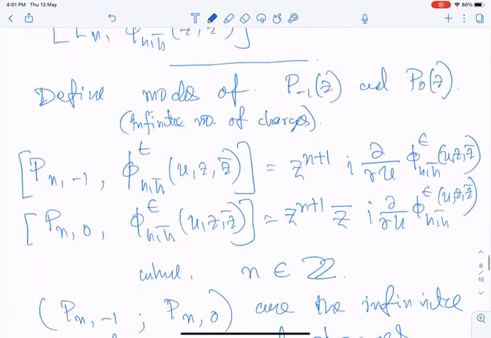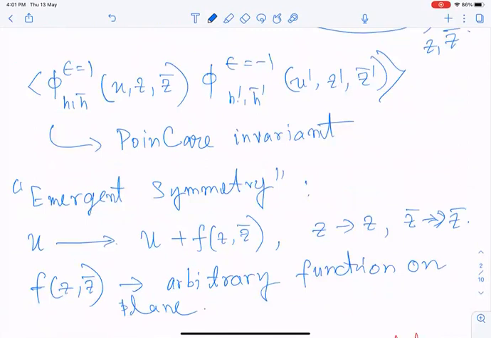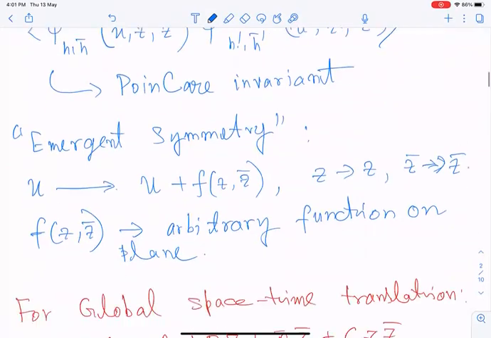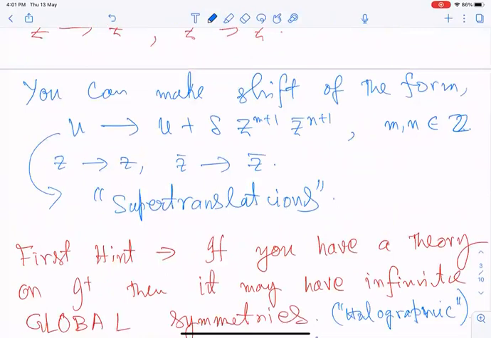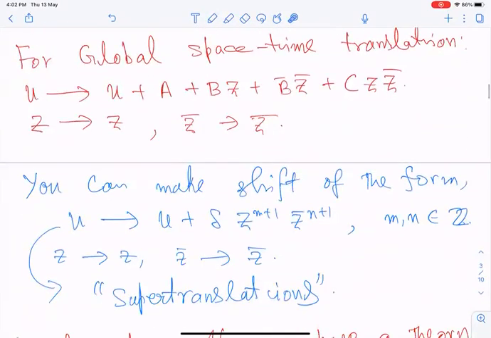Now if I go back to my earlier two-point function example, this is precisely what I said: u goes to u plus f(z, z bar), and then I wrote down that you can make shifts of this form, u going to u plus some small number delta times z to the power n plus 1, z bar to the power n plus 1. These are basically the basis of functions of the form f(z, z bar). So you can expand f(z, z bar) as a linear combination of z to the power n plus 1 and z bar to the power n plus 1 by changing m and n.